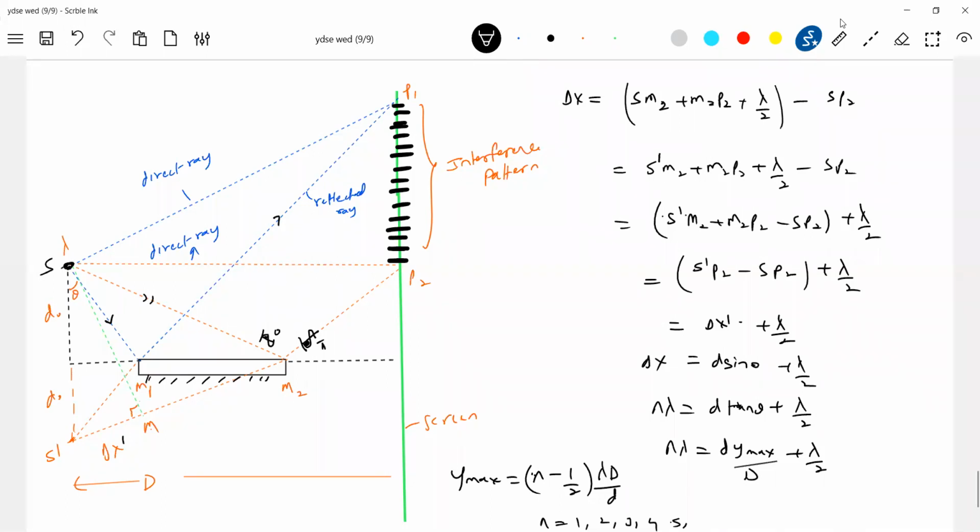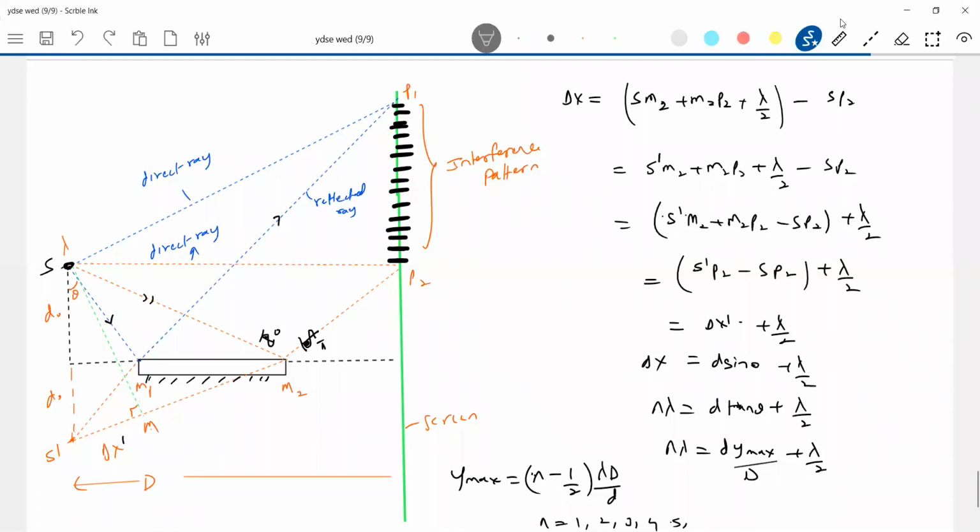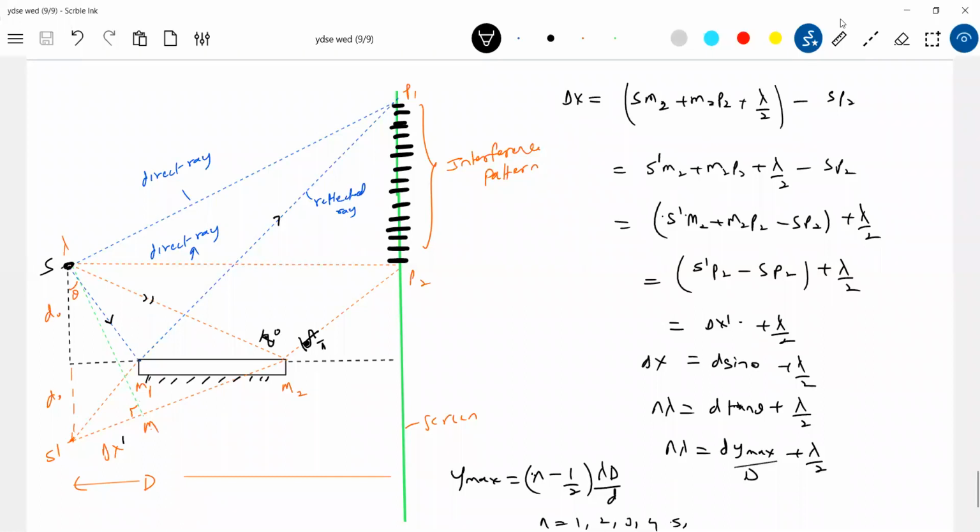Are all maxima available here? If you look at this region, the light itself will not reach here. So the number of maxima visible is only this region. For that, we should calculate P1, P2, this particular length. Then we know the fringe width. From the fringe width, we should calculate how many fringes are visible.